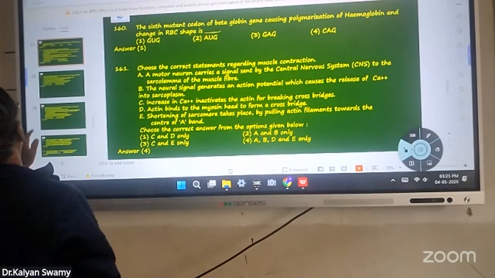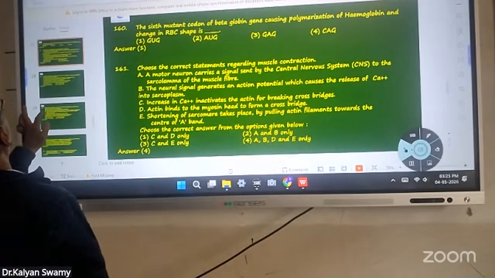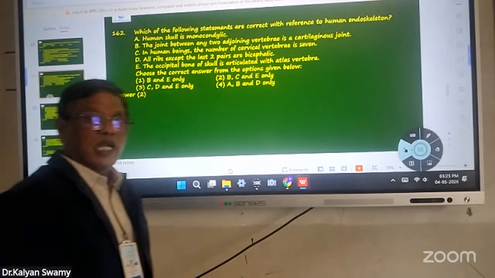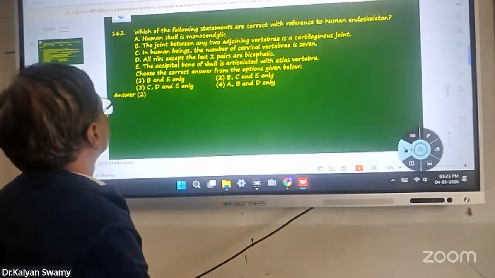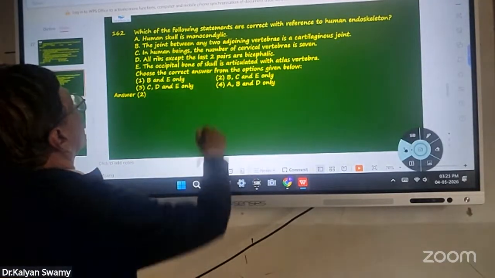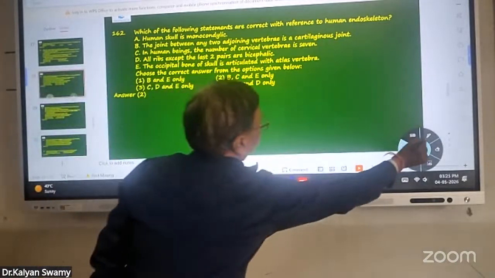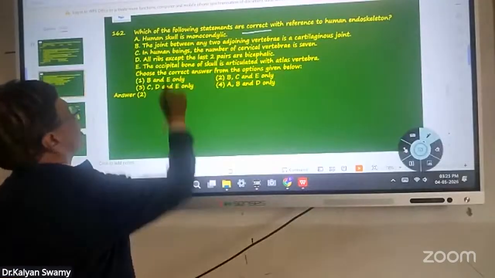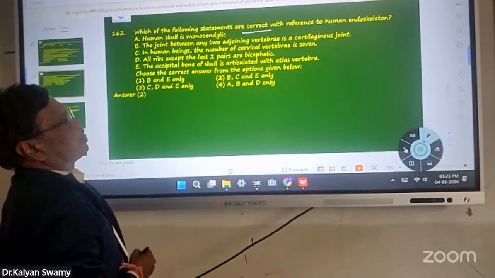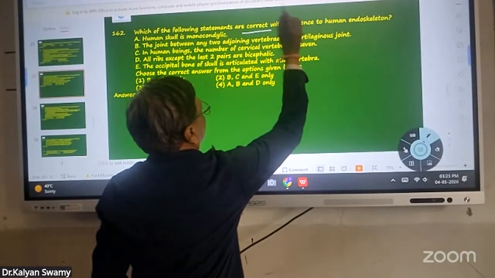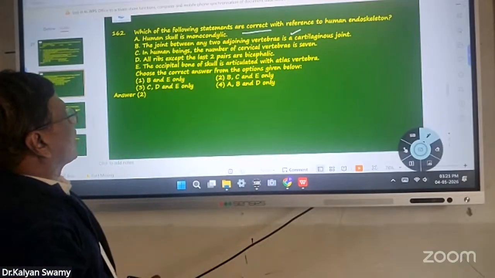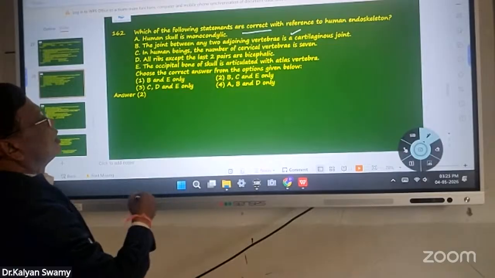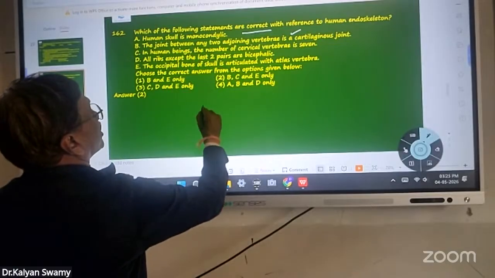Next, going to what? It is related to the skeletal system, locomotion and movement. Here, what is asked? Here also correct. We should underline like this. The joint between any two adjoining vertebrae is a cartilaginous joint. That is correct. A is correct, and correct is asked. A should be there.